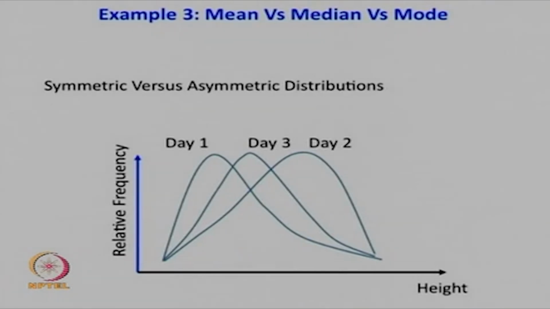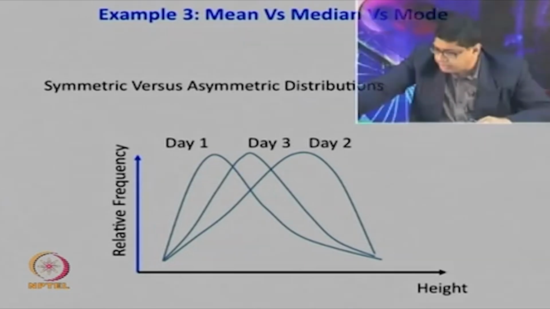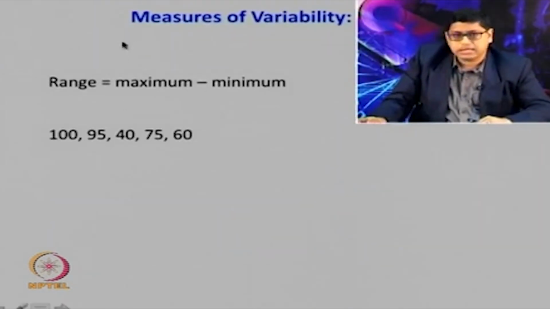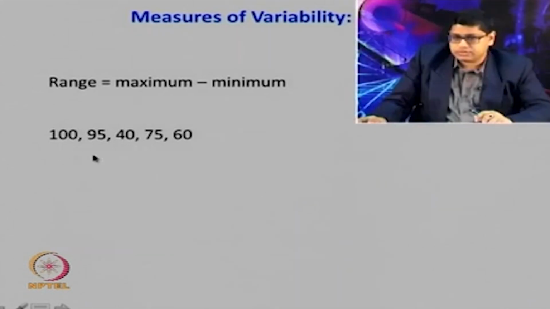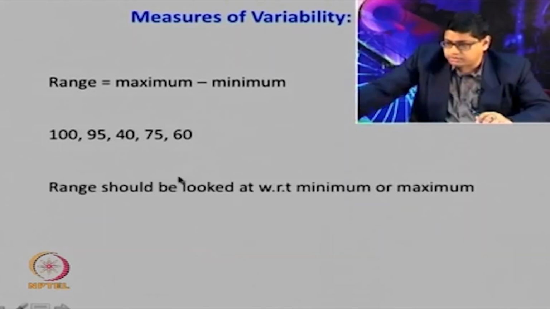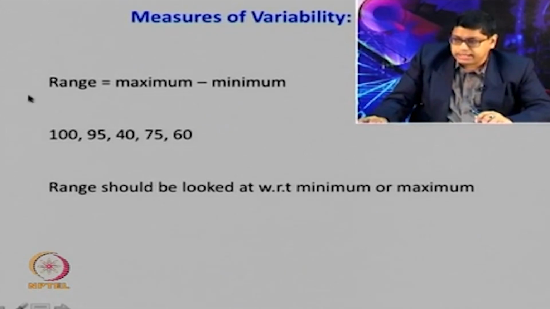Okay. And one of the measures which is very frequently used is this measure of range, which is nothing but maximum minus minimum. So, I can define the range as maximum minus minimum. In this particular case, my minimum is 40, my maximum is 100. So, that brings us to range equal to 100 minus 40 equal to 60.